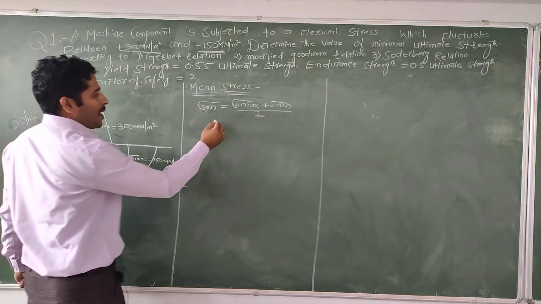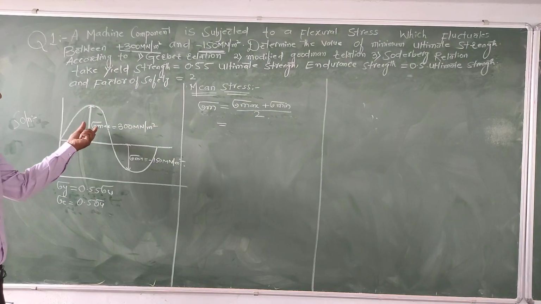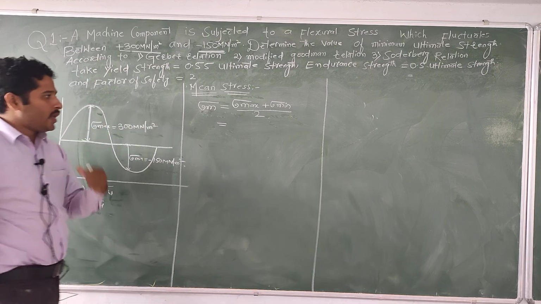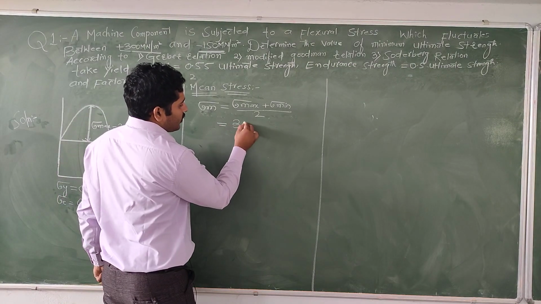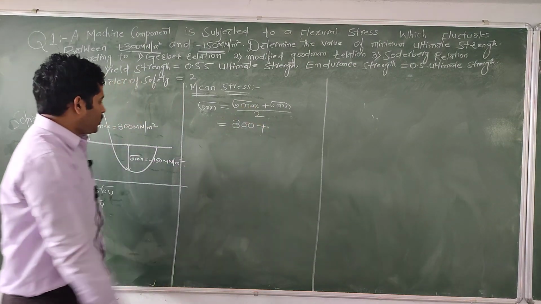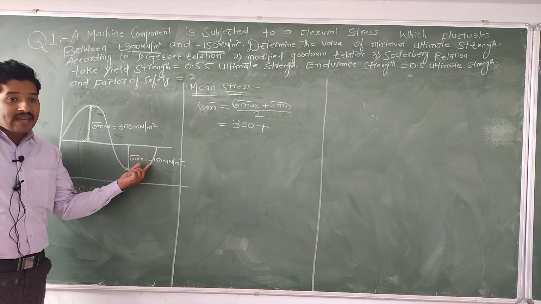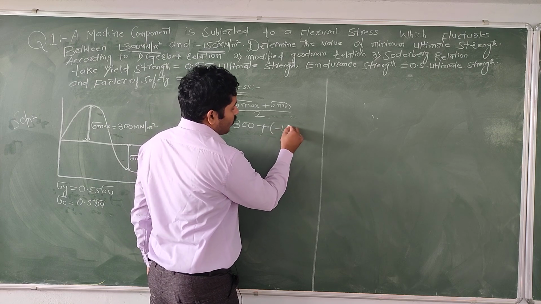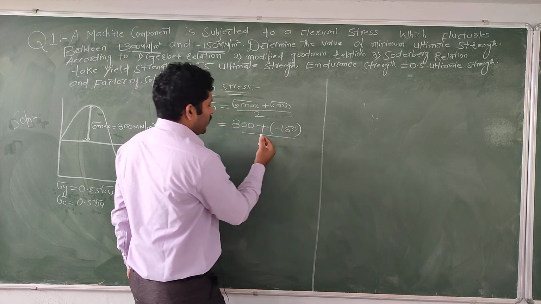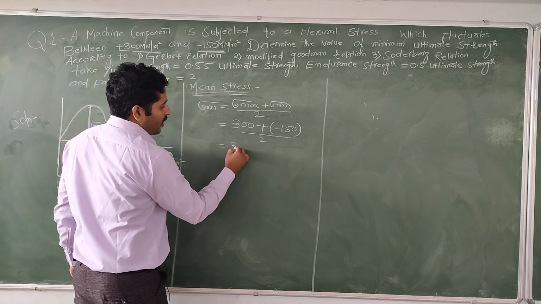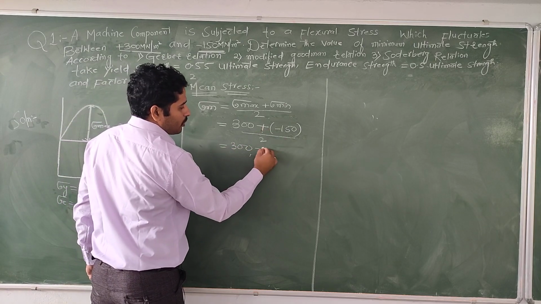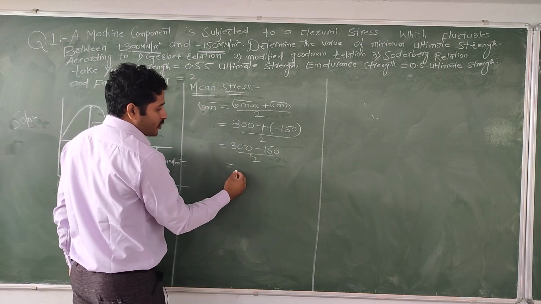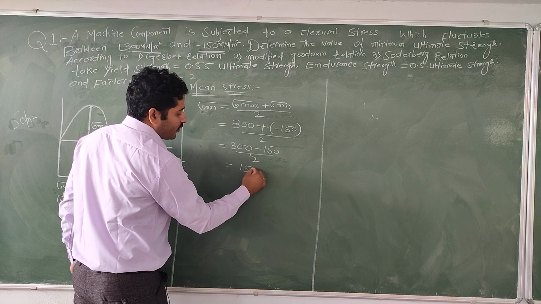The maximum stress given here is 300 mega Newton per meter square. Then we can write 300 plus the minimum stress, which is minus 150 mega Newton per meter square, divided by 2. Then 300 plus into minus gives minus 150 by 2. If you subtract 150 from 300, you will get 150 by 2.